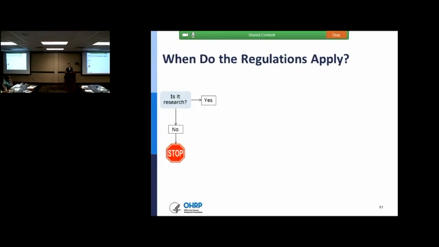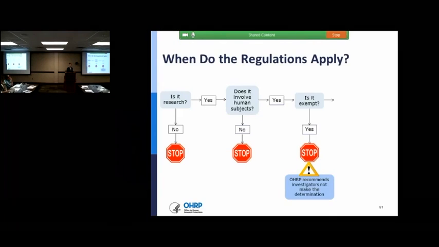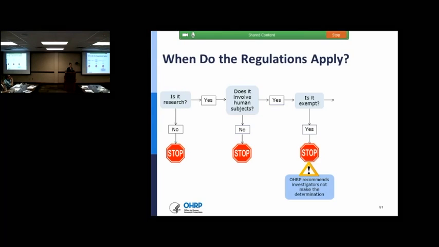If it is, then you go through whether or not this research involves human subjects. So again, if the answer is no, you're done. Regulations don't apply. However, if the answer is yes, then you can start looking at the exemptions, and you determine whether or not the study is exempt. Now you'll see here that the little diagram flipped a bit. So if the answer is yes, then you can stop because the study's exempt.